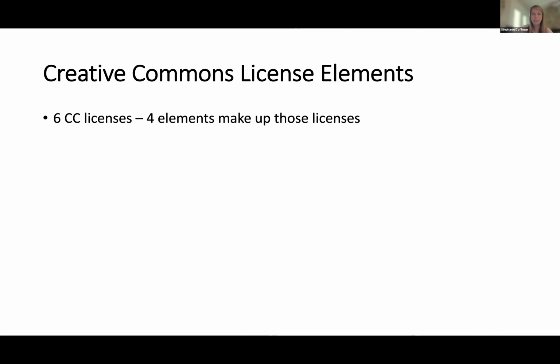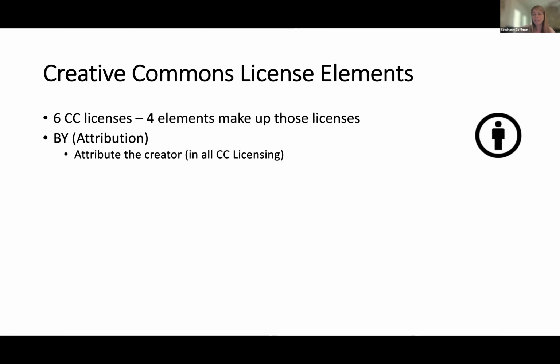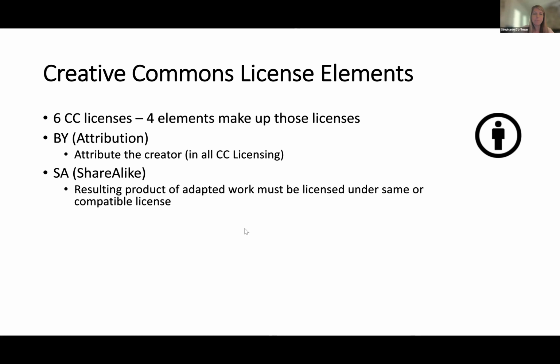In total, there are 6 Creative Commons licenses, and there are 4 elements that make up those licenses. So the first element is the BY, and this is the attribution element. All of the Creative Commons licenses have an attribution element because it's a fundamental tenet of these open licenses and the open movement that the creator always gets the credit for what they have done or what work they have put into this. So all of the licenses have a BY element on them.